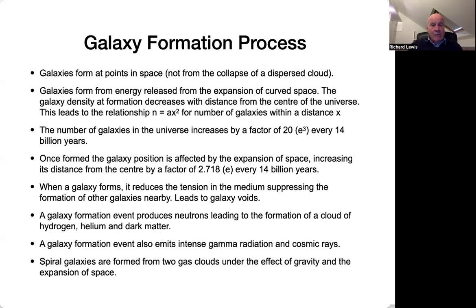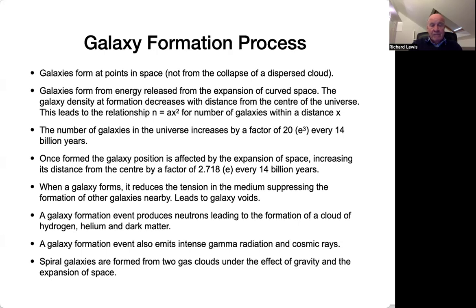So just to recap, what we're saying about the galaxy formation process is that galaxies form at points in space. This is not from the collapse of a dispersed cloud, as proposed by the Big Bang theory, which would have produced a galaxy pattern which is pretty uniform and complies with the cosmological principle that the universe is the same everywhere. And it's clearly not.